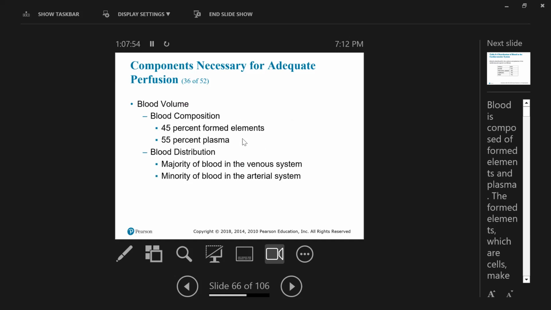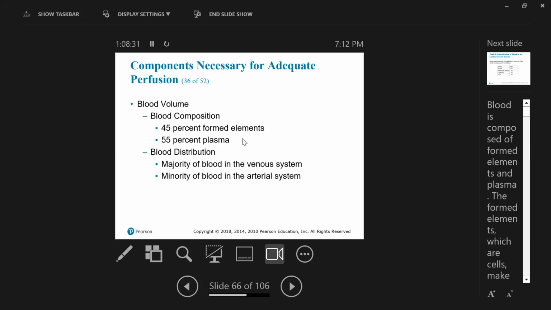Blood composition is 45% formed elements, and the formed elements are white blood cells, red blood cells, and platelets, and 55% is plasma. If you've ever taken an anatomy or biology class, when they draw blood, they leave it standing for about an hour. You get a separation of plasma and the formed elements. The formed elements are red blood cells, white blood cells, and platelets, while plasma is the fluid portion of the blood.